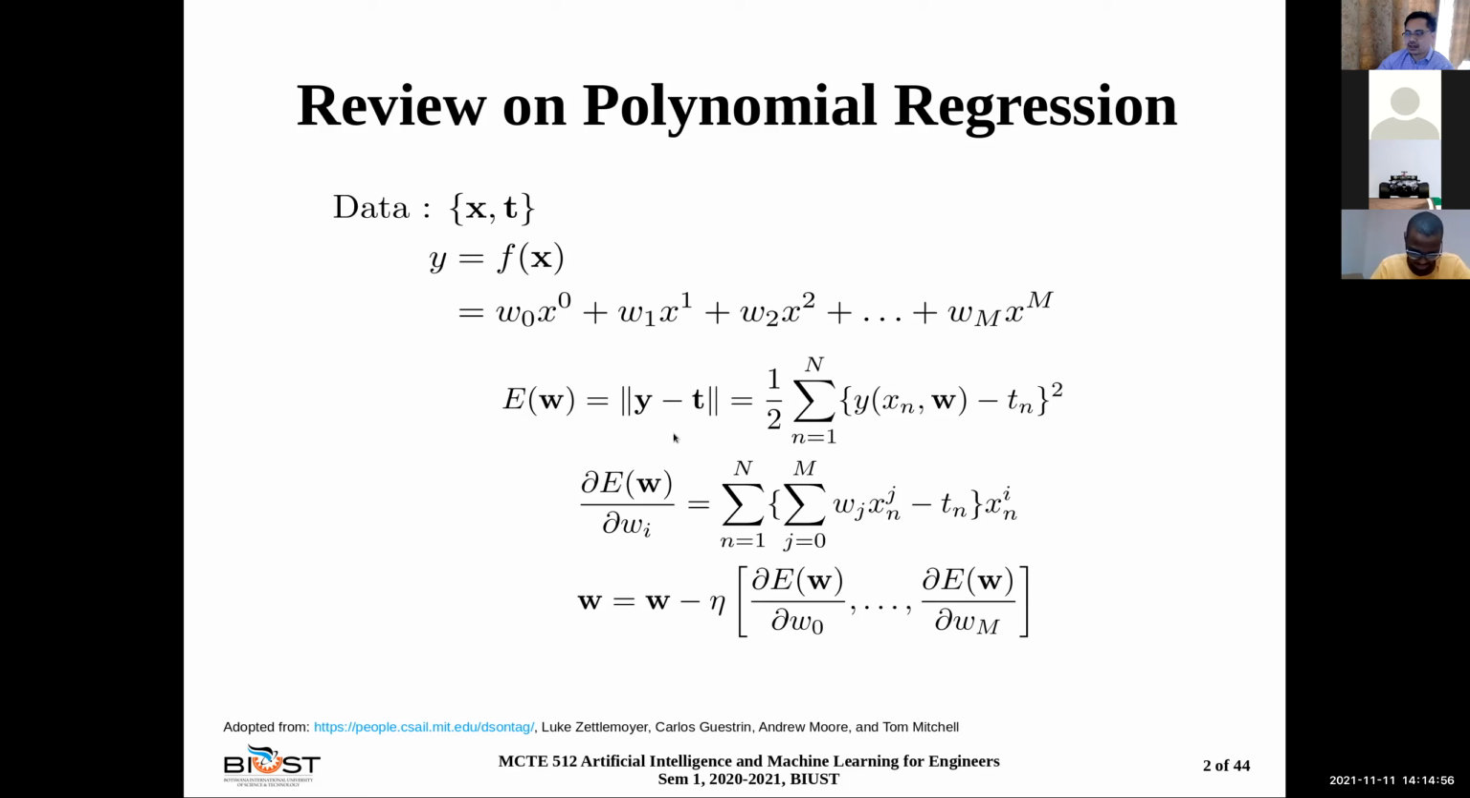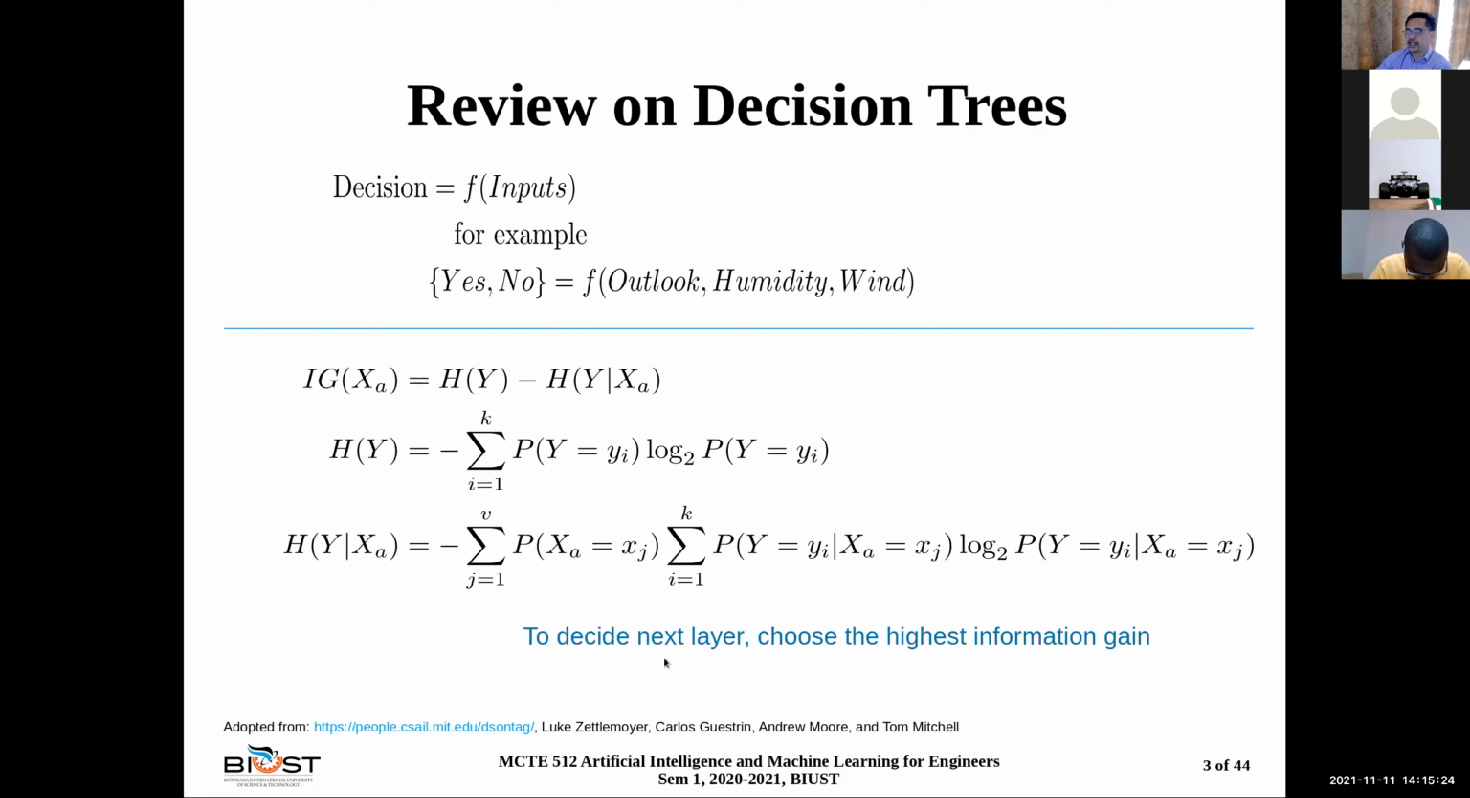And so we use this error in order to search for the optimal value of the weights. The error function is given here, and we take the derivative or the gradient of this error function, which is this equation, and we use it in a gradient descent method in order to optimize the values of the weights for the polynomial. That we understand. Next, we went on to the decision trees.